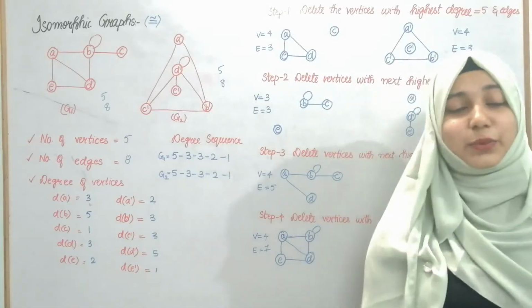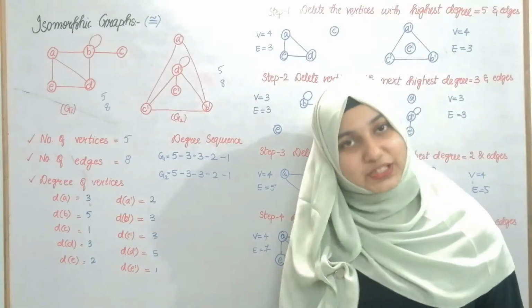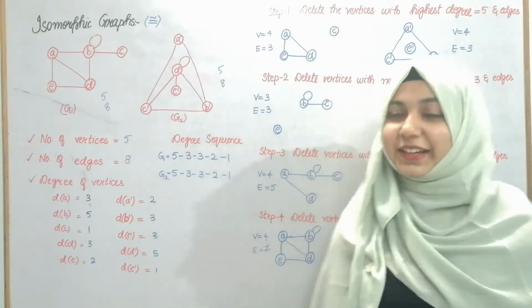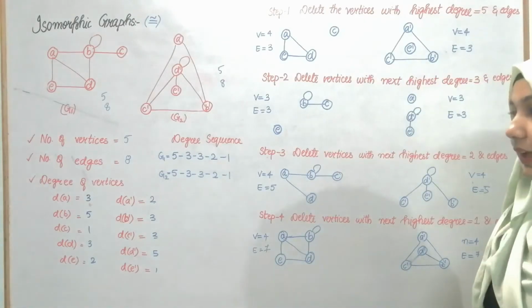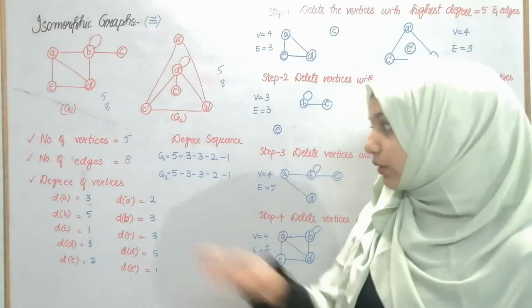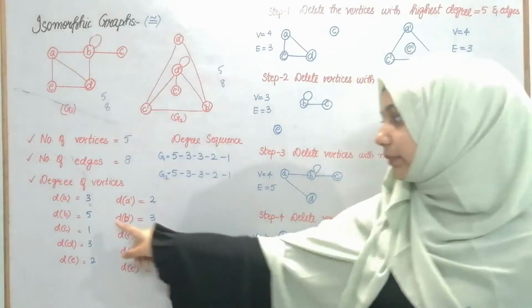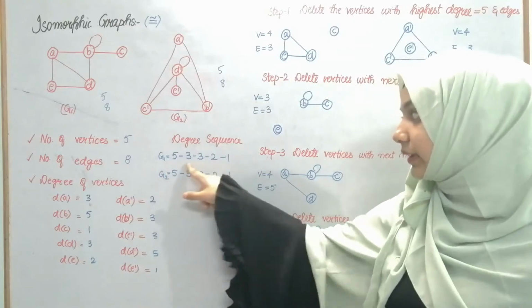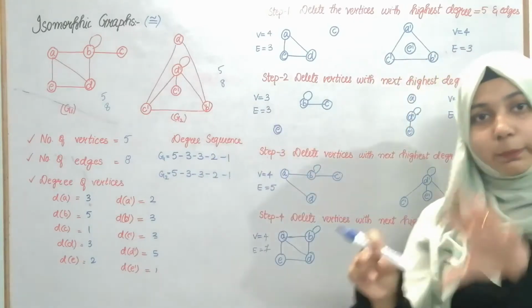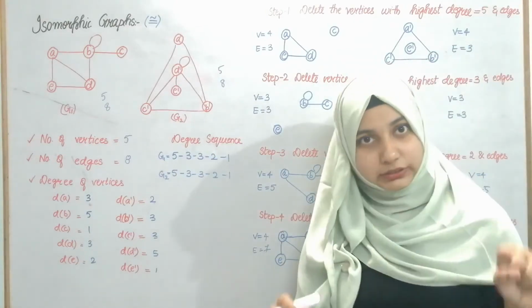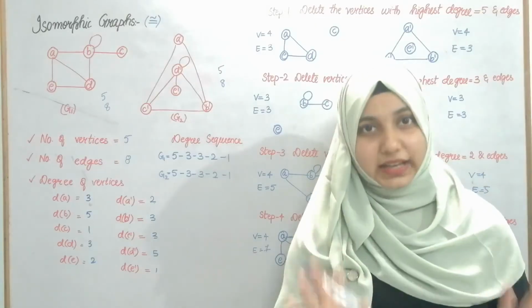Obviously, if the vertex is not there, the edges will also not be there. Okay, and we are going to repeat this process until all the vertices are done. Once we have taken 5, done. Now comes 3. We are going to pick the vertices with degree 3 and delete them along with their edges.